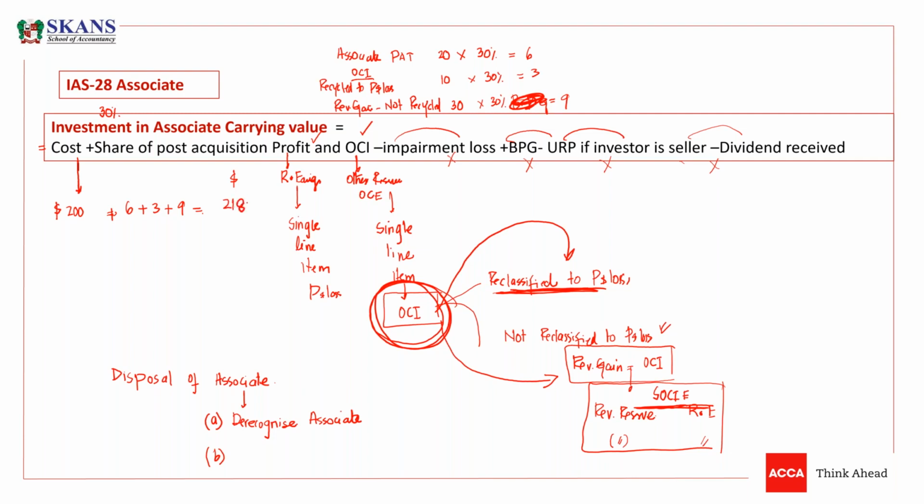Now, if we have sold this investment, if we have disposed this investment, now we need to de-recognize this investment. What will happen with these amounts, guys? This is my question. Please write an answer in the chat box. What will happen with this 3, and what will happen with this 9? So if you are disposing an associate, what will happen with this amount, guys?